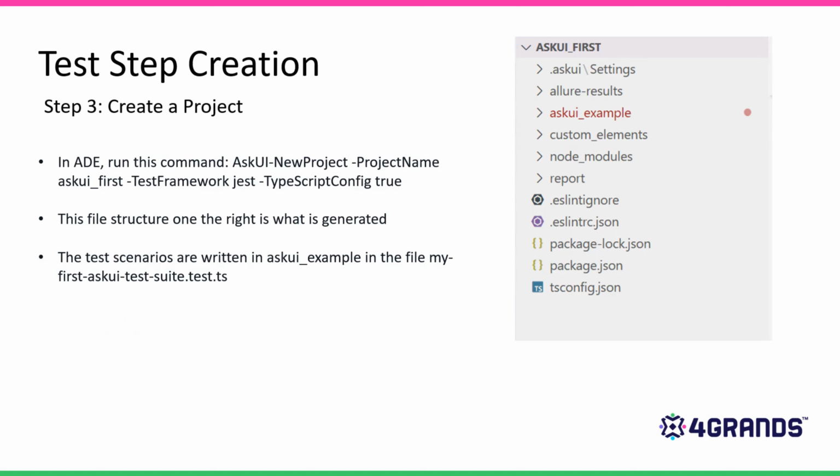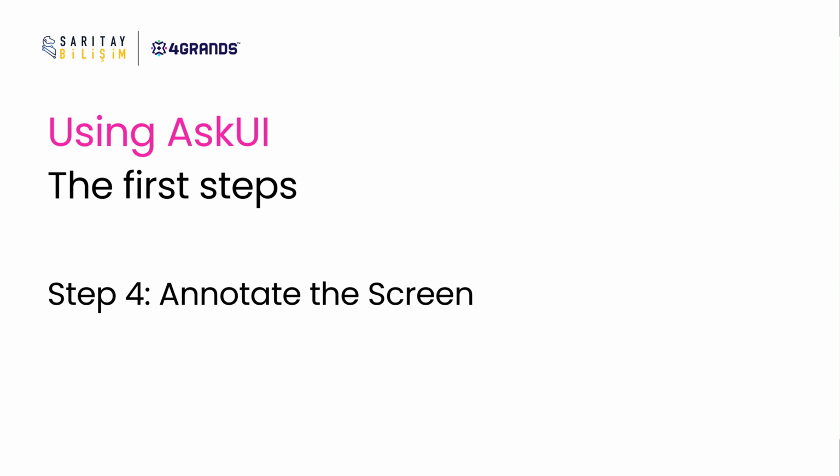Now create a new AskUI project with the command AskUI new project with parameters for project name, which test framework to use, in our case Jest, and if you want to use TypeScript. This generates a project structure which you can edit, for example, in Visual Studio Code. The test scenarios are written in the AskUI example folder.